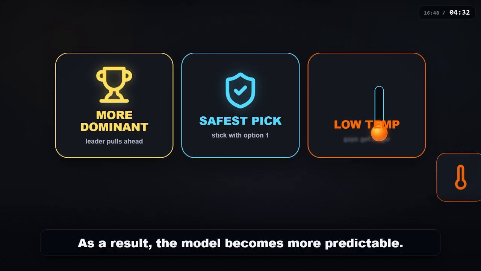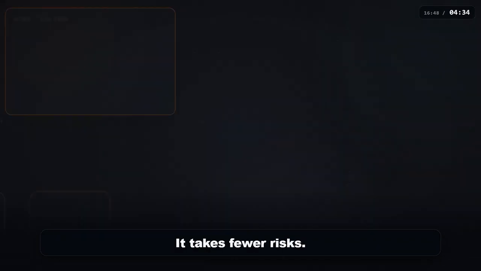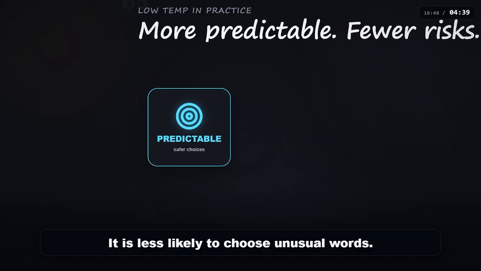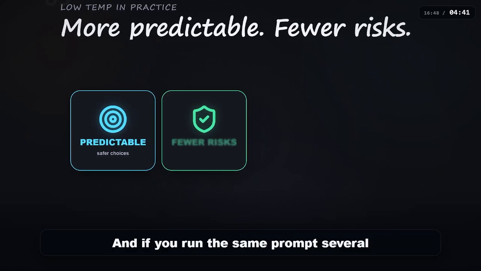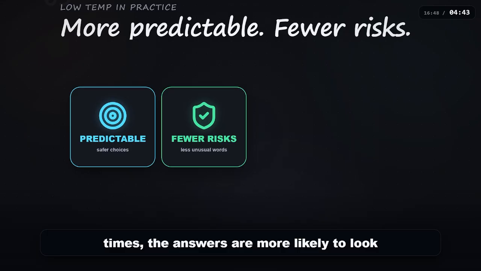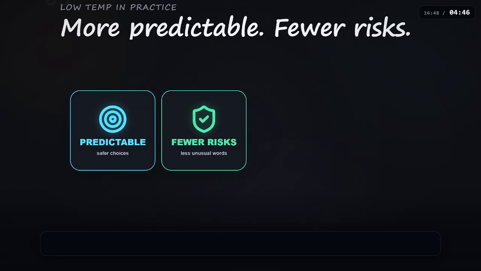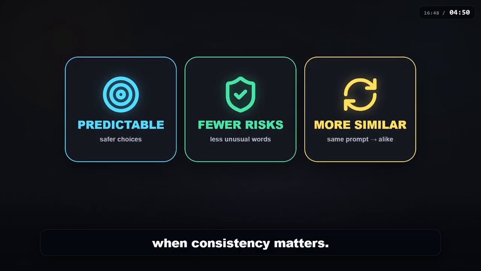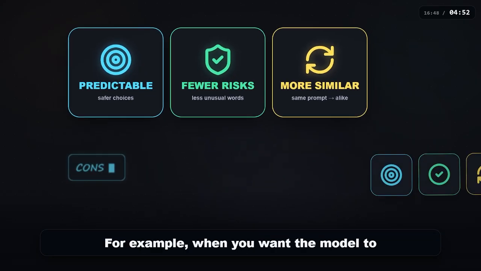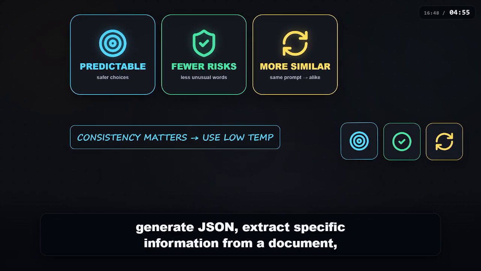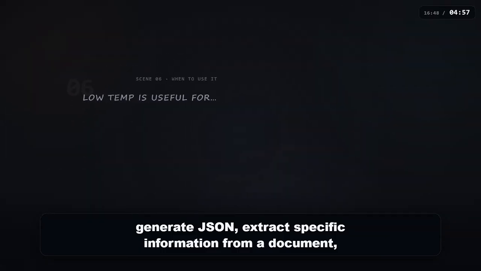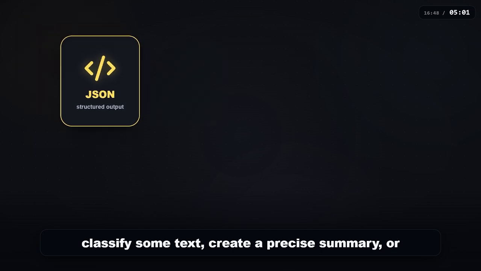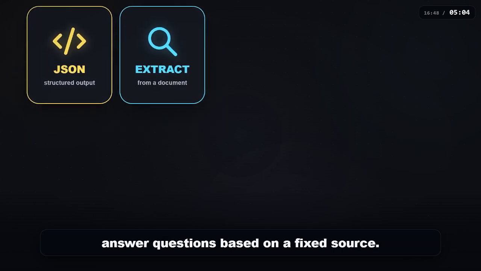As a result, the model becomes more predictable. It takes fewer risks. It is less likely to choose unusual words. And if you run the same prompt several times, the answers are more likely to look similar. That's why a low temperature is often useful when consistency matters. For example, when you want the model to generate JSON, extract specific information from a document, classify some text, create a precise summary, or answer questions based on a fixed source.